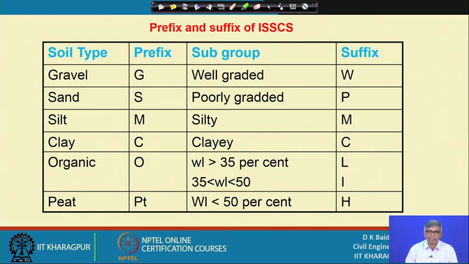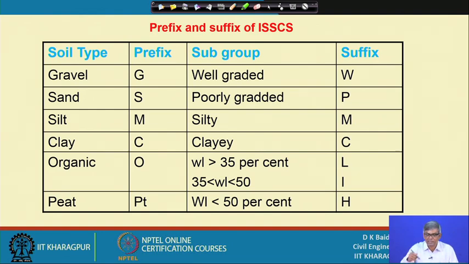Then again, organic can have low plasticity and intermediate plasticity. Low plasticity is when the liquid limit is less than 35, and this is designated as L. When it is intermediate, that means the liquid limit is between 35 and 50, it is designated by I. And when it is greater than 50, that is high plasticity. What is the difference between organic and peat? Peat is fully decomposed organic matter, and organic clay will be highly plastic. That is, the liquid limit is greater than 50 and it is designated by the letter H.